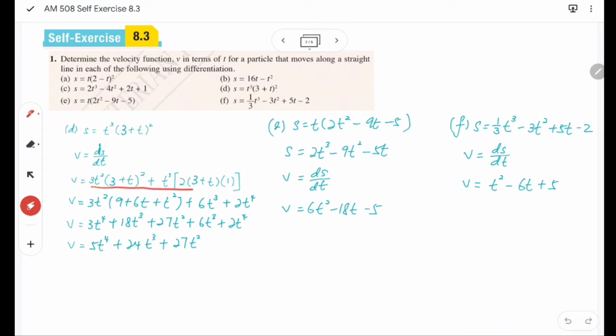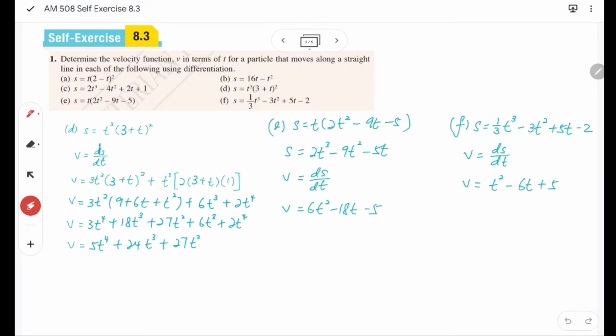Alright, so we simplify or expand this. Then we will get 3t squared times (9 plus 6t plus t squared) plus 2 times 3 times t cubed. So we get 6t cubed, and 2 times t times another t cubed, so we get 2t to the power of 4. Again, we expand this. We get 3t to the power of 4 plus 18t cubed plus 27t squared plus 6t cubed plus 2t to the power of 4. So simplifying this function, we get v equals 5t to the power of 4 plus 24t cubed plus 27t squared.